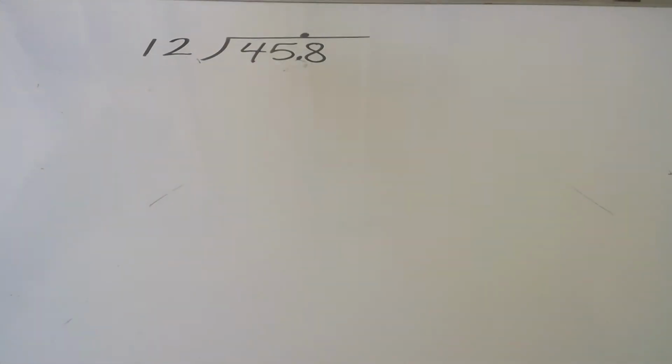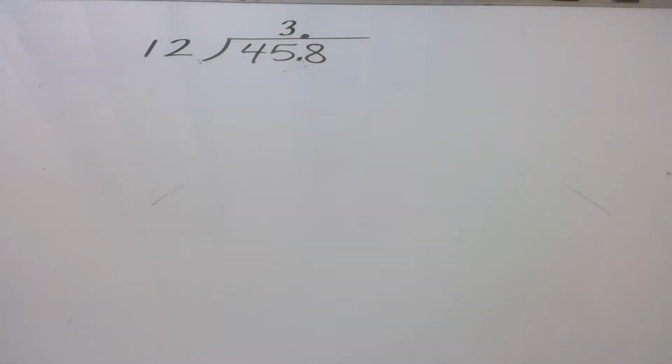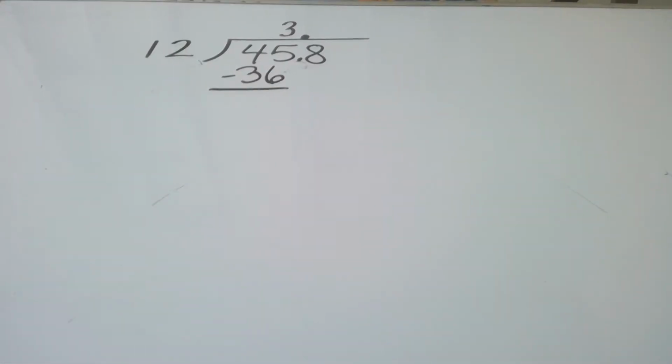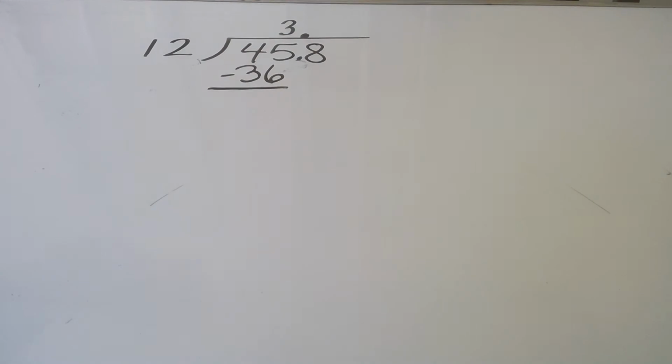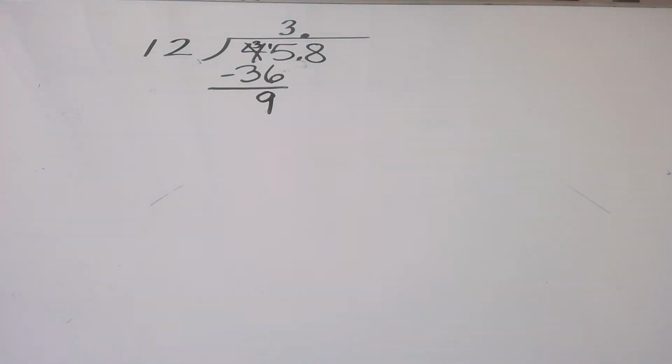Let's begin. 12 goes into 45. How many times? 3. 3 times 12 is 36. That is as close as we can get because 4 times 12 would be 48, and that would be too big. We need a number less than 45. 3 times 12 is 36. Now, 5 minus 6 is not 1, if that's what you're thinking. Remember, we have to regroup. So 45 minus 36 leaves us with 9. Now we need to drop the 8.